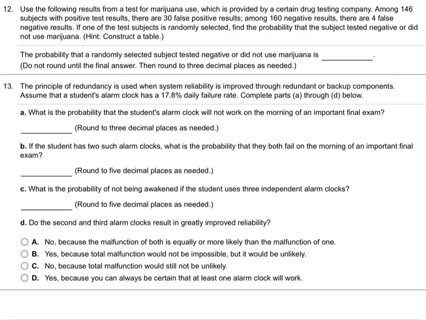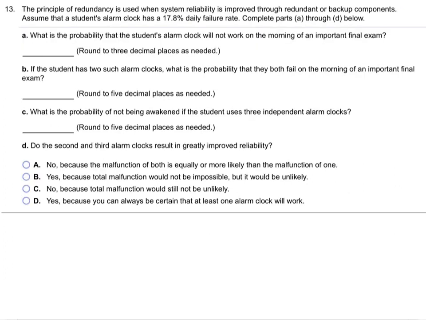And so 12 is the same, I'm assuming. It looks exactly the same. 30 false positive, 160 negative. Yeah, same exact thing. So I'll go on to 13.